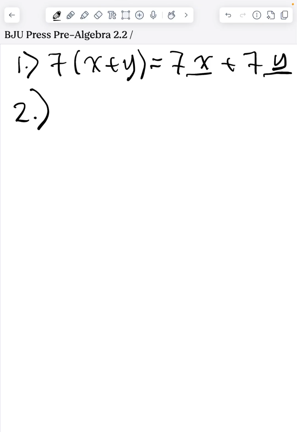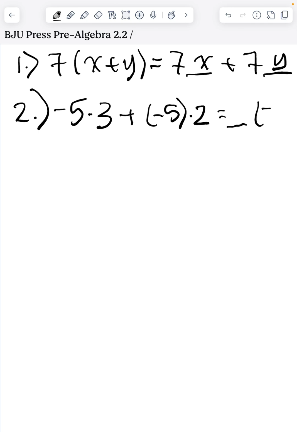Number 2, negative 5 times 3 plus, I'm going to put this in parentheses just because I like to see it better like that. Negative 5 times 2 equals something times the quantity 3 plus 2. All right, so in this case, whatever the blank would be was whatever was multiplied by both 3 and 2. In this case, the negative 5 was multiplied by both 3 and 2. So this one they are undoing, in a sense, the distributive property.